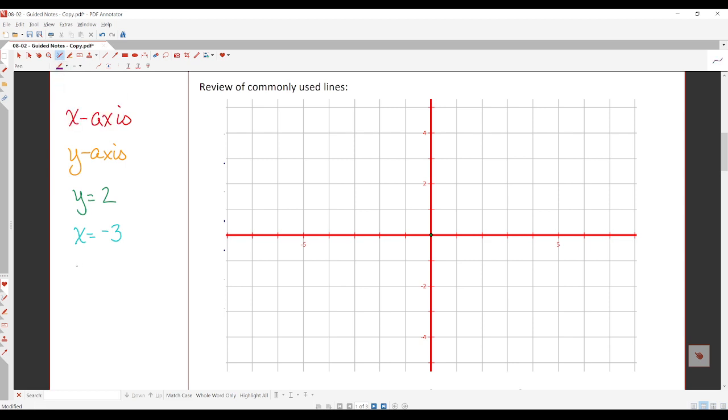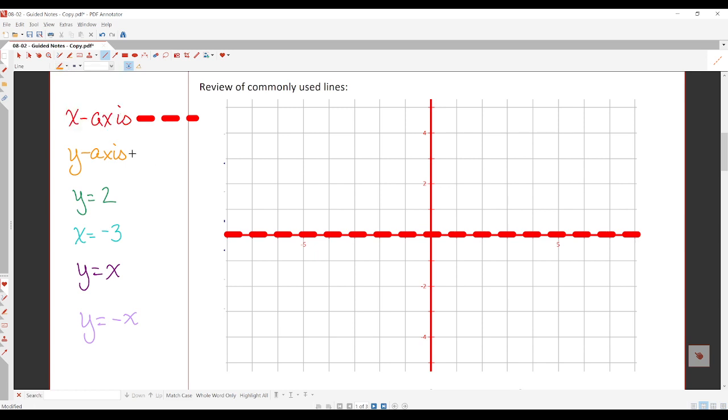I'm going to go dark purple is going to be the line y equals x. And then we'll use a light purple to do y equals negative x. Everybody clear where the x-axis is? Good. So whatever you need to do, that's your x-axis. All right. Nice and easy.